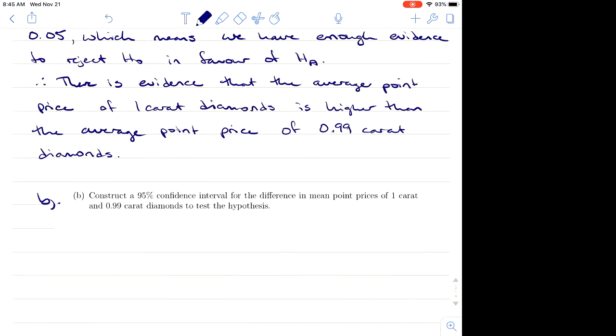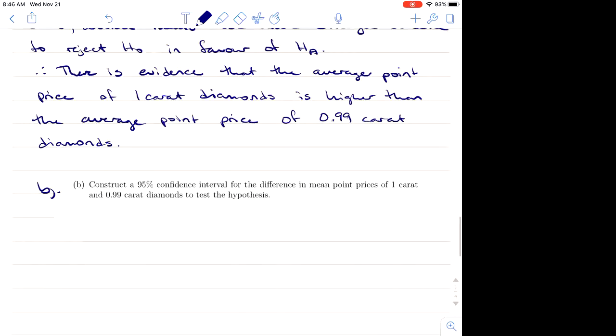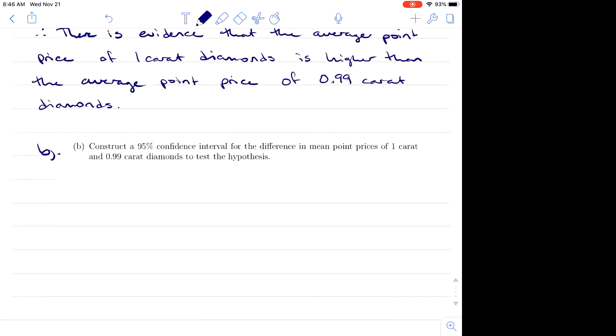Okay, so part B. Now we're going to answer it using a confidence interval. We can either do a formal hypothesis test with the p-values, or we can do a confidence interval and then interpret the interval. And if our hypothesized value is inside that interval, then you don't have enough evidence to reject H0. So let's see here.